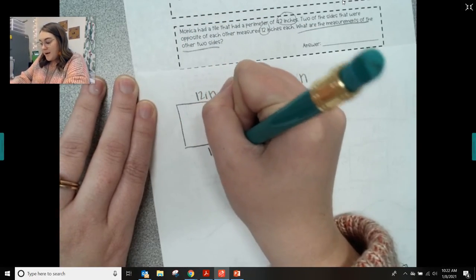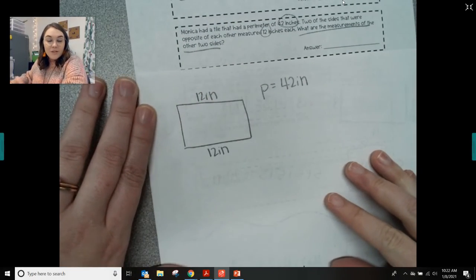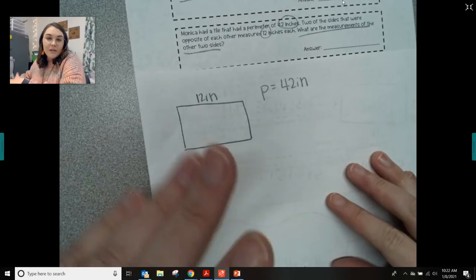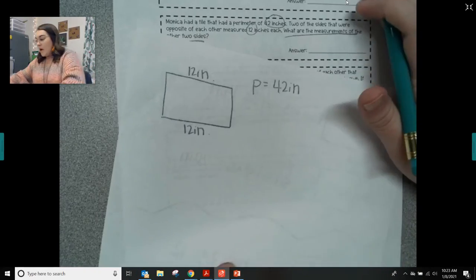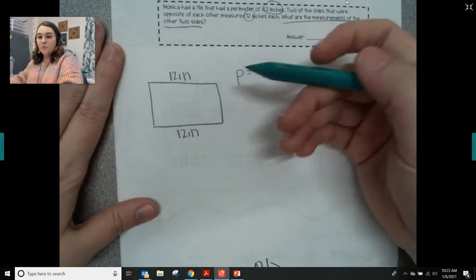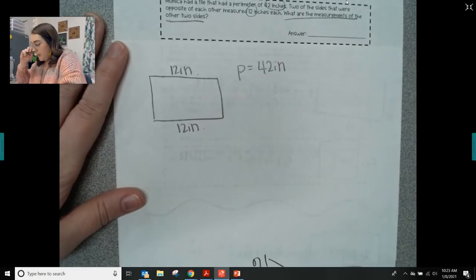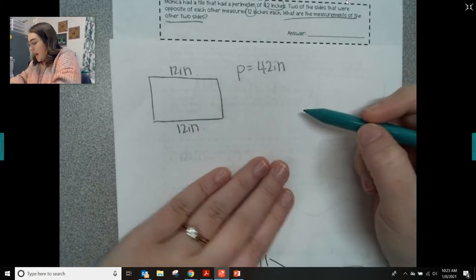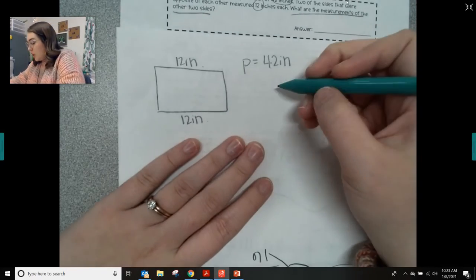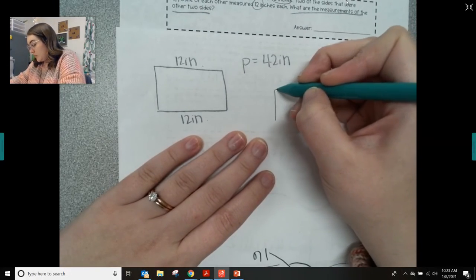It does not matter where you label your square or your rectangle. It doesn't matter. I just did it like this because I wanted to. Okay, so I want you to go ahead and draw this. Have this drawn on your paper. So let's go ahead and make our strip diagram.